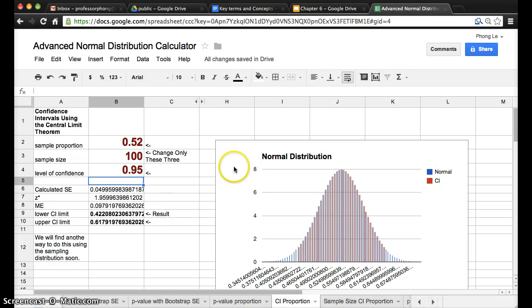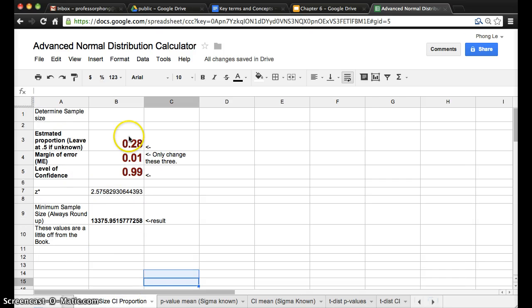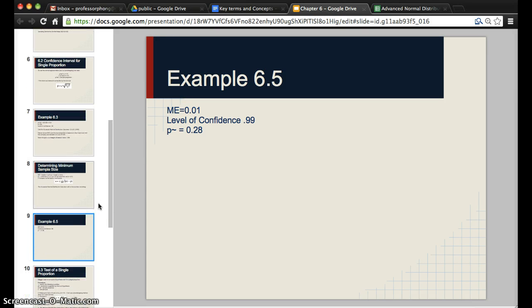Example 6.5. To do this example, we can go to the sample size for confidence intervals for proportion in the advanced normal distribution calculator, and we enter in our values, which are already entered here. This tells us we need just over 13,000 samples in order to get a 1% margin of error in this particular situation. Note that this number is a little bit different from the number provided in the book. There are some rounding issues in the way things are calculated. But again, in order to produce a margin of error of 1%, which is a really small margin of error, we will need about 13,376 different samples.